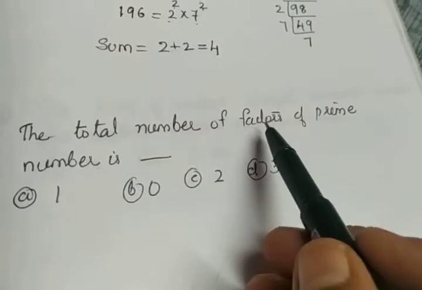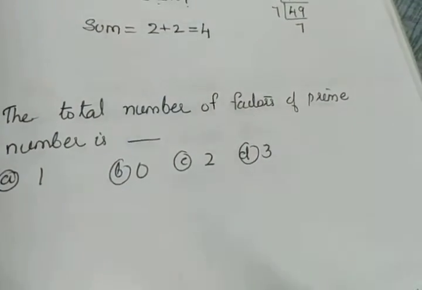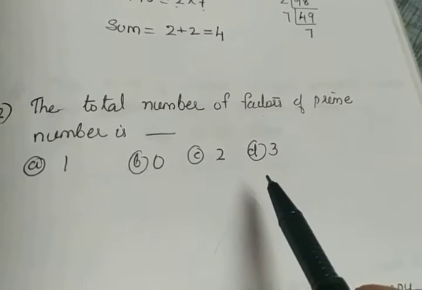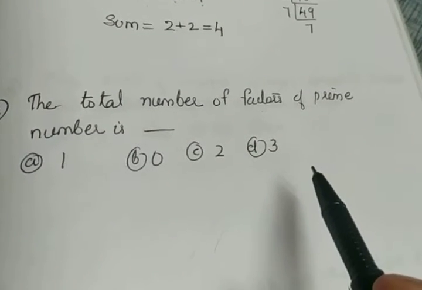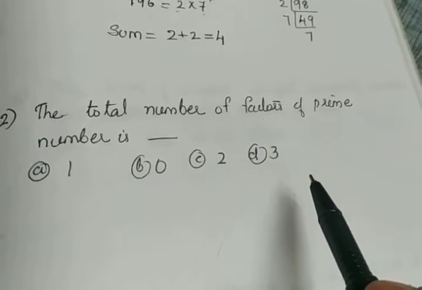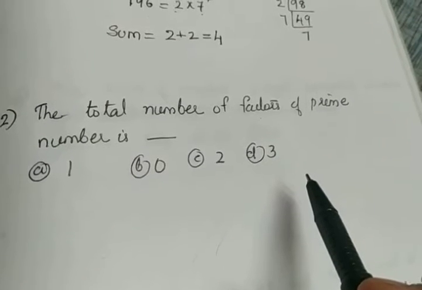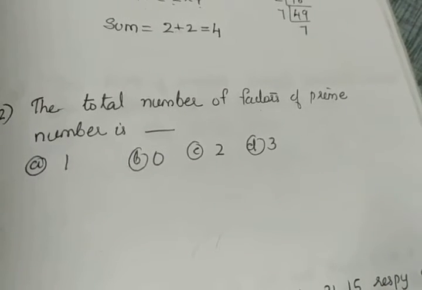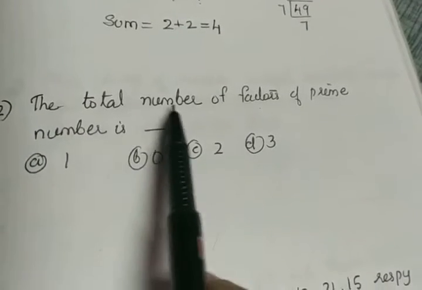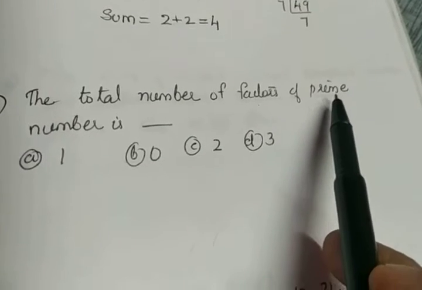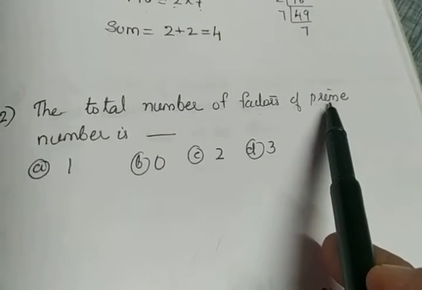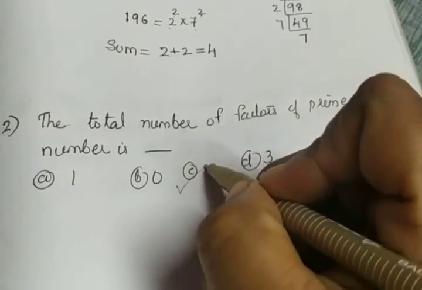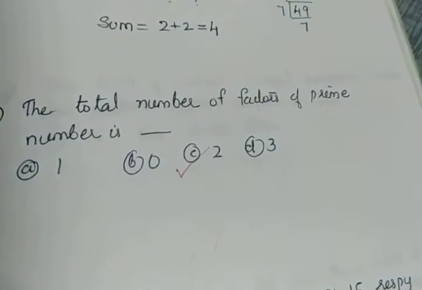Okay, so let us move to the second question. The total number of factors of a prime number is dash. Why are we saying a number is a prime number? Only because it has only 2 factors. And which will be the factors? One factor will be the number 1, and the other is the number itself, isn't it? We have to find the number of factors for a prime number, and that is 2, which is option C.